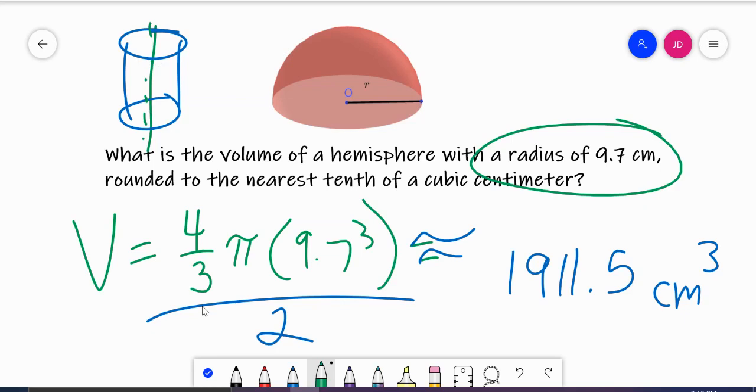So that's it for today's lesson. Make sure also you're always using the radius and not the diameter. If they give you the diameter, you cut in half to get the radius. And that's pretty much it.